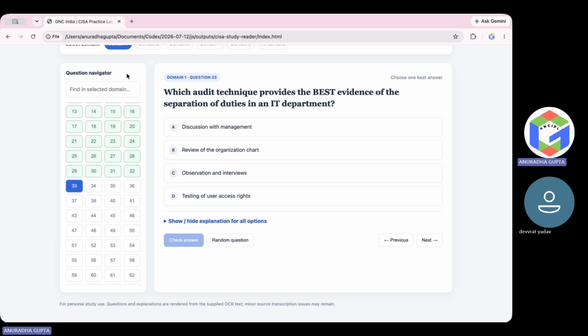Okay. So the question is, which audit technique provides the best evidence of the SOD in an IT department? SOD is basically for any critical application. No single user is allowed to have access to that application or exercise that controller role. In order to avoid that, separation of duty is required, like you are not allowed to review your own controls or your own observation.